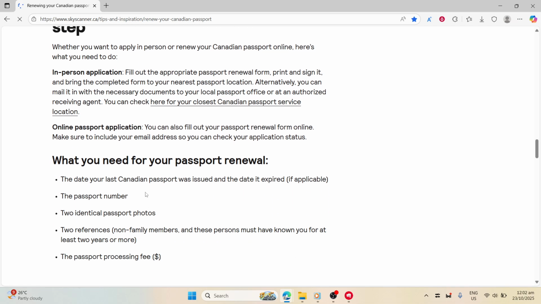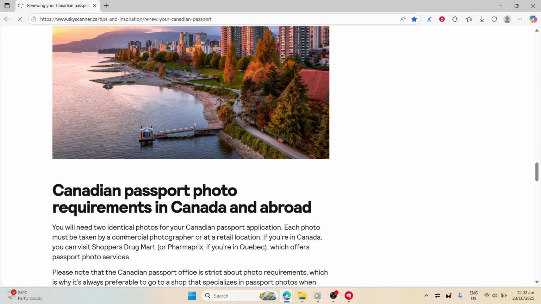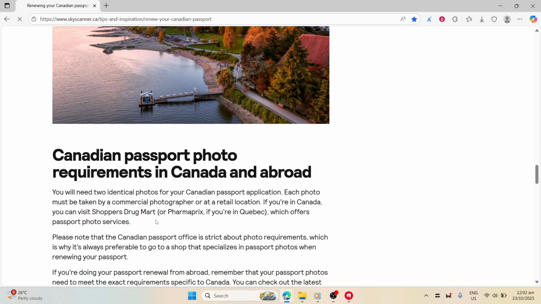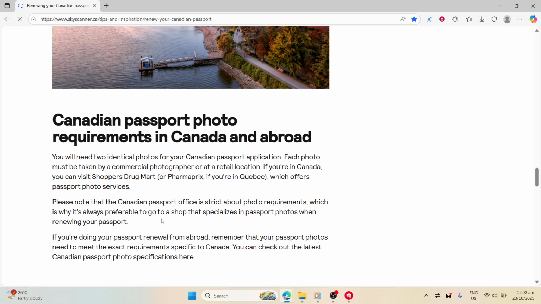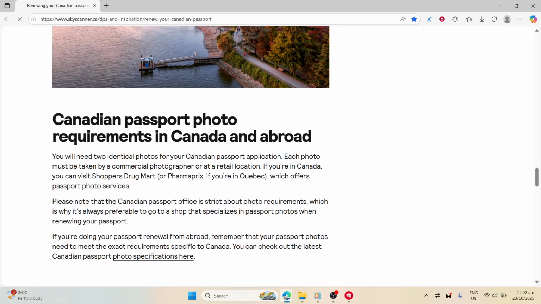Speaking of photos, they need to be professional. While living in Canada, a visit to Shoppers Drug Mart or Pharmaprix for those in Quebec can ensure your photos meet strict Canadian standards. Those abroad need to adhere to the Canadian specifications too, and I've left a link below for those standards if you're curious.